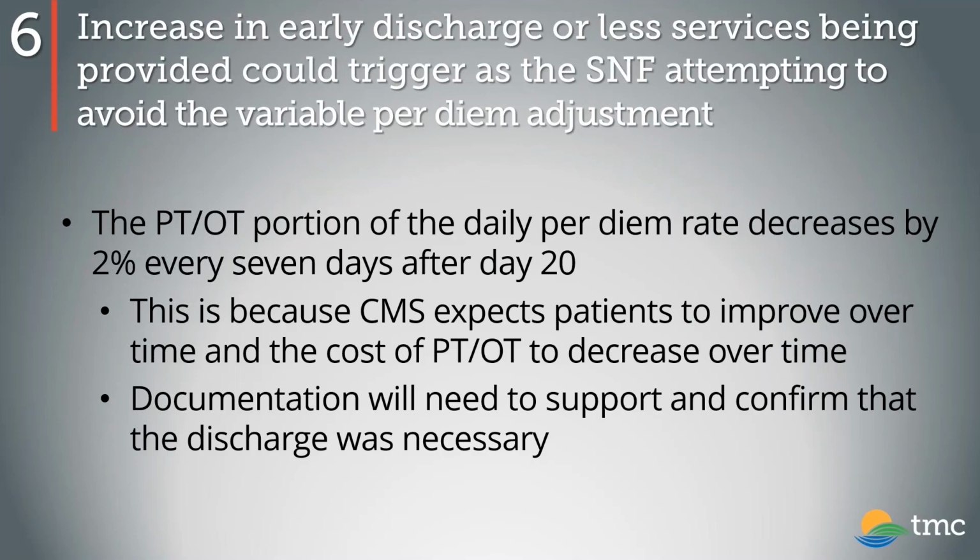The sixth area is an increase in early discharge or less services being provided, which could trigger as the facility attempting to avoid the variable per diem adjustment. As you know, the PT and OT portion of the daily per diem rate decreases by 2% every 7 days after day 20. Providers are going to want to be careful that they're monitoring that there's not a trend of early discharges from PT and OT just because that rate is dropping.